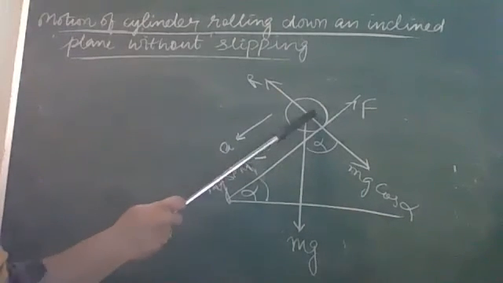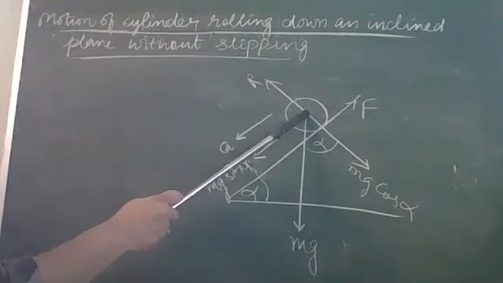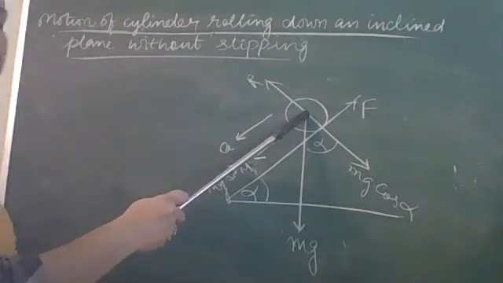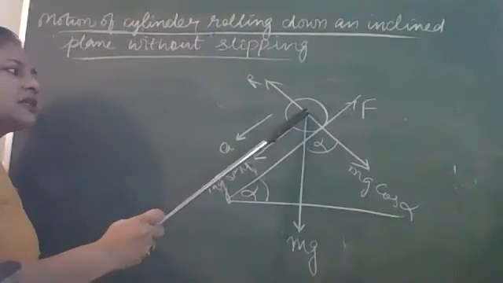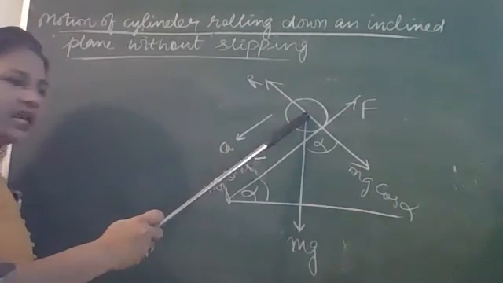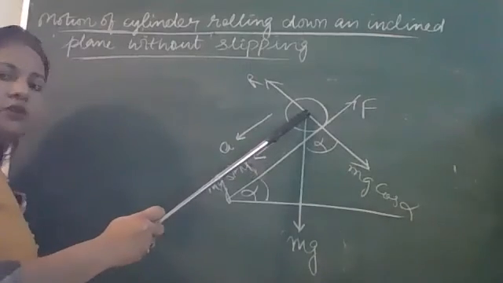See, this normal reaction is starting from the center of gravity itself. Its torque will be zero because torque is force into distance. So it is not having any distance, it is itself lying on the center of gravity. Same way, weight also cannot produce a torque.